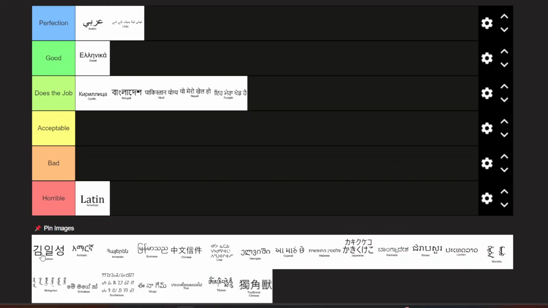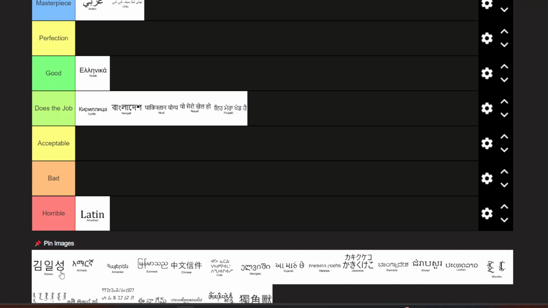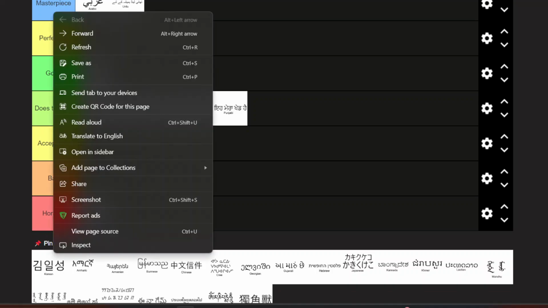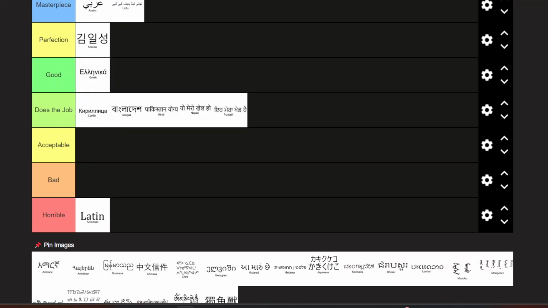Now time for Korean. Korean's a very simple writing system. The circles, the very simple shapes, and I think the sounds that they make are kind of like the sound of the face that you make when you try to make them, like, this one's ooh. I think so. Korean, it doesn't look the best, but I think it's very simple. It's very nice. So for that, I will have to put it in perfection. What's going on? So Arabic and Urdu were going in masterpiece instead.